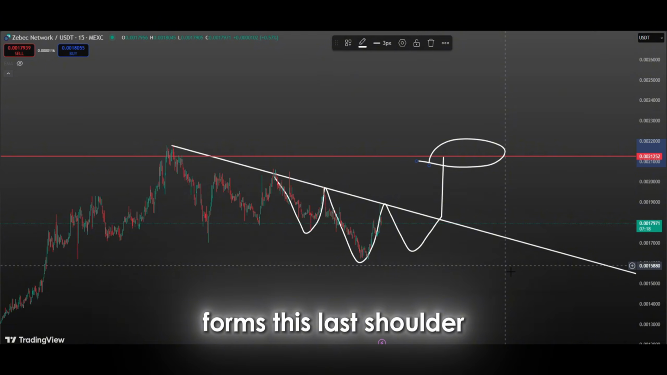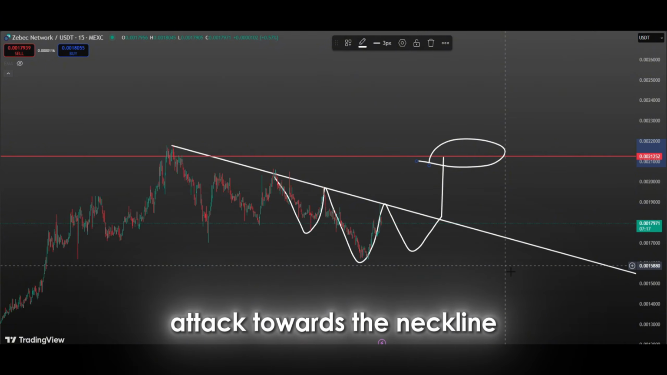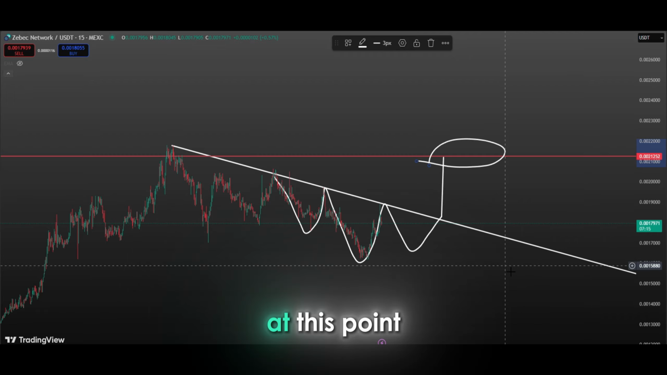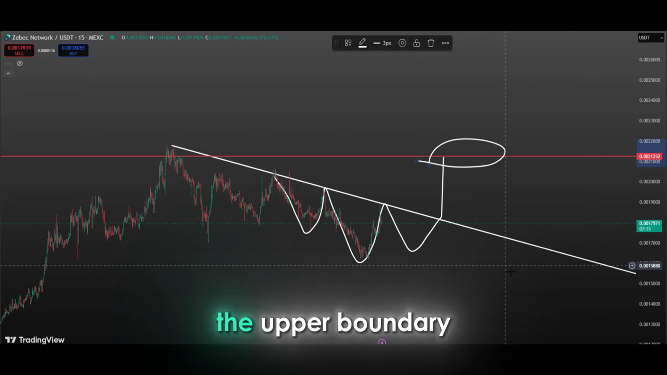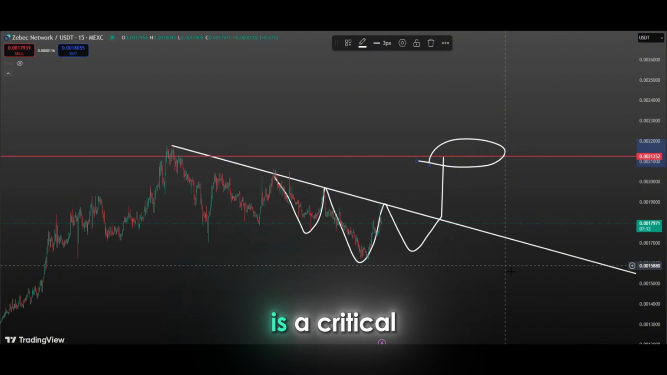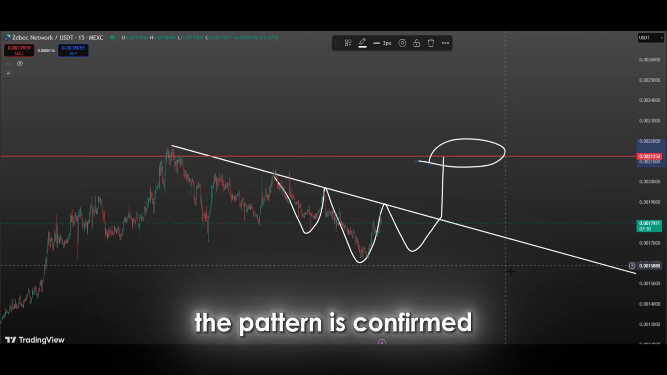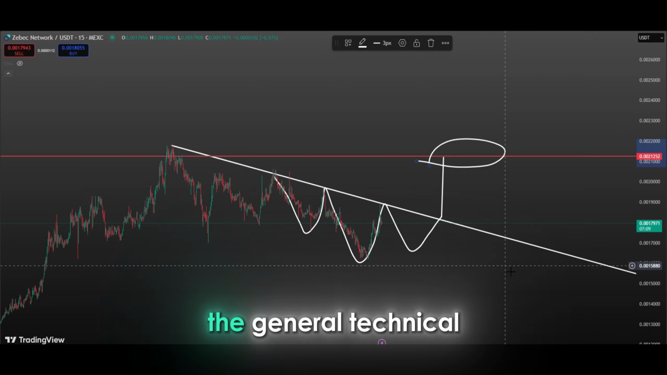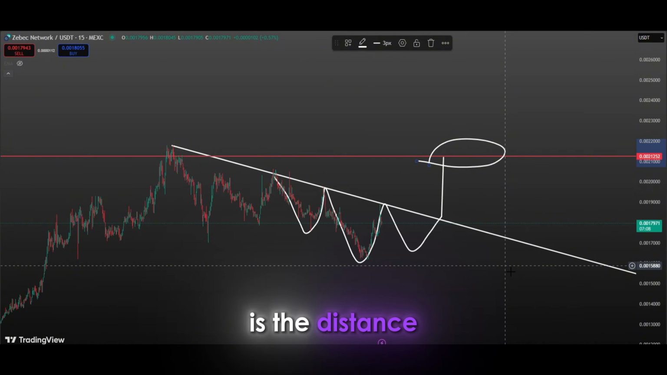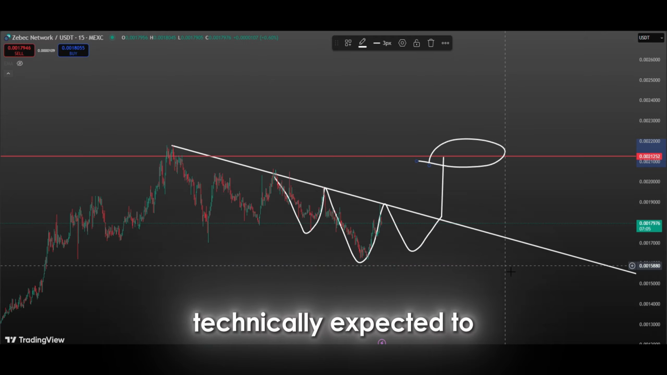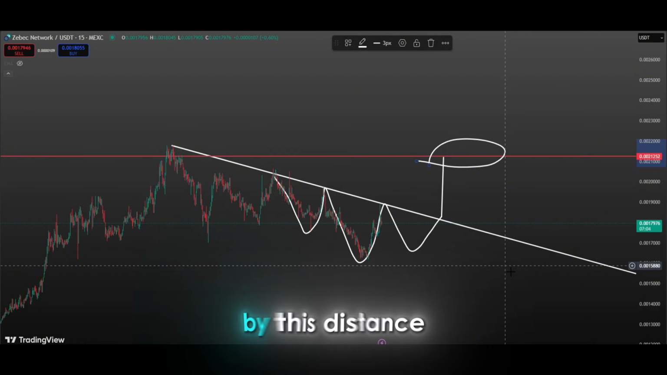If the price forms this last shoulder and starts an attack towards the neckline, an important breakout point in terms of technical analysis will be tested. At this point, the neckline, the upper boundary line of the H and S pattern, is a critical resistance level. If the price breaks this level to the upside, it means that the pattern is confirmed. The general technical target for H and S patterns is the distance between the bottom of the head and the neckline. So if the pattern is completed and the neckline is crossed to the upside, the price is technically expected to move higher by this distance. This provides a very clear target for traders.